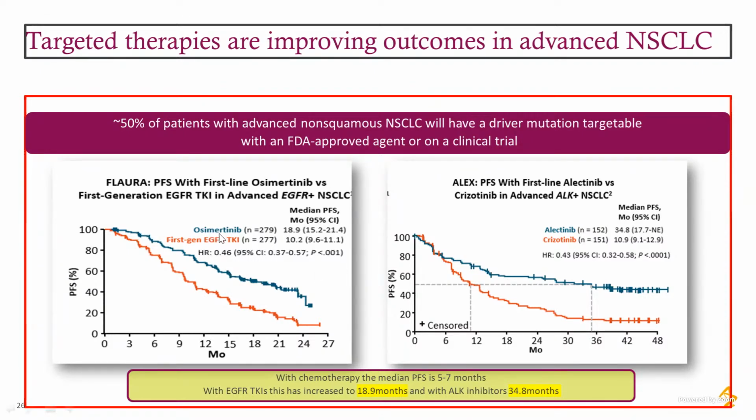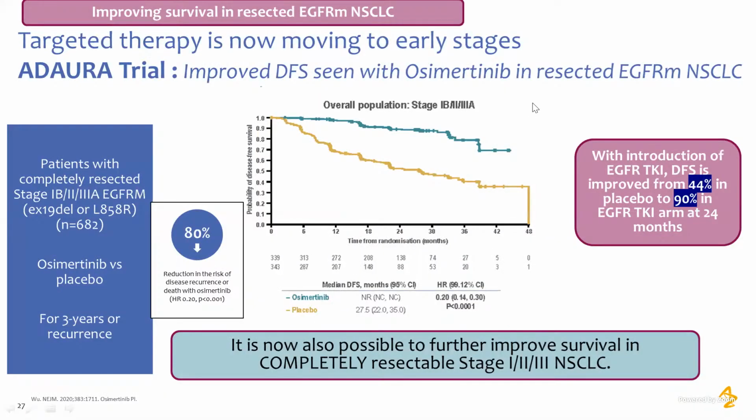Here they have seen that osimertinib versus first-generation EGFR inhibitors has a better overall survival. And in the ALEX trial, they looked at progression-free survival with alectinib versus crizotinib. They have seen that alectinib has a better overall survival and progression-free survival in locally advanced non-small cell carcinoma. So we started with locally advanced non-small cell carcinoma for targeted therapy. Then we moved to early stage non-small cell lung carcinoma.